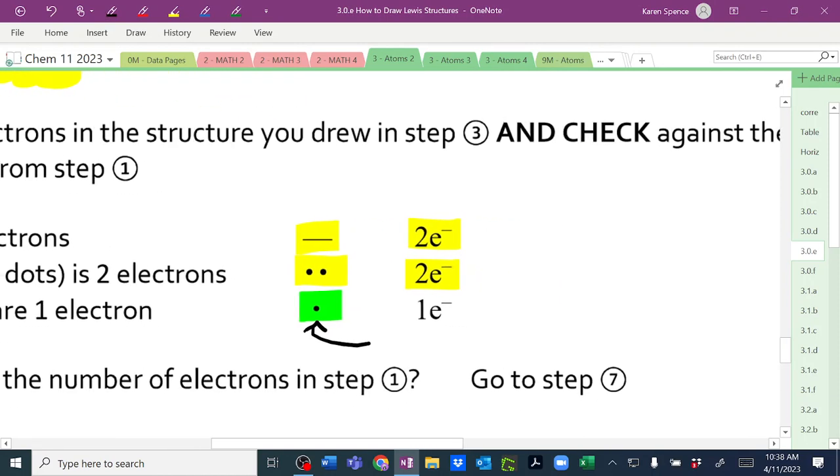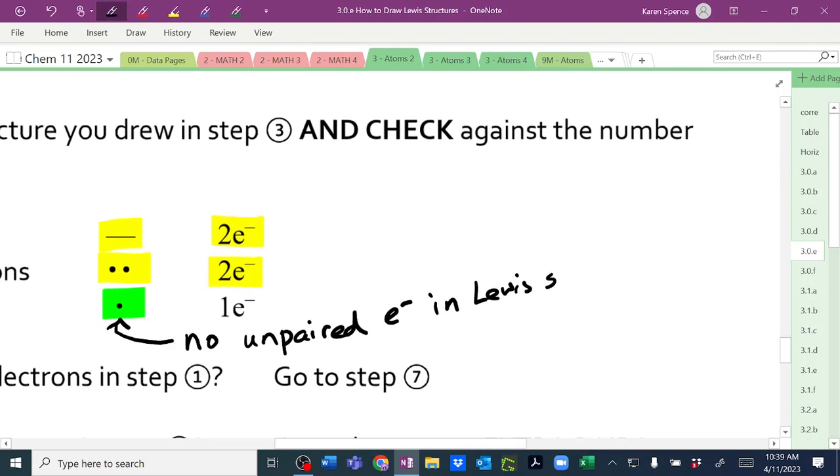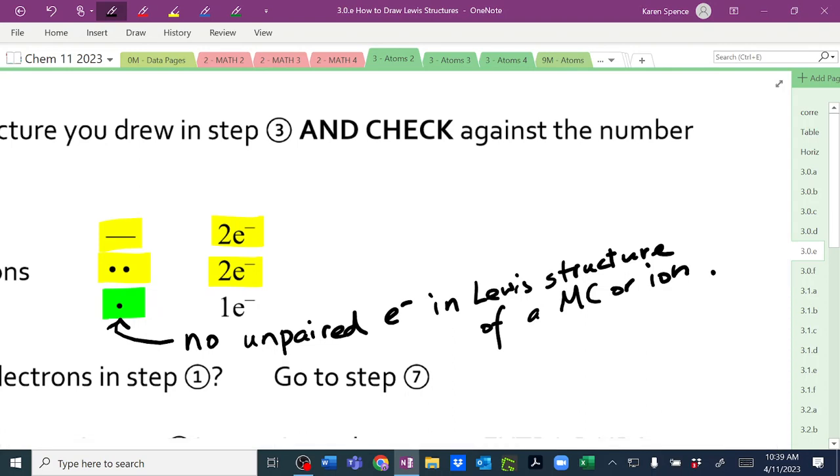With very, very few exceptions, there should be no unpaired electrons in the Lewis structure of a compound or molecule, okay? No unpaired electrons in the Lewis structure of a molecule or ion. You can have unpaired electrons in an atom, but you will not have unpaired electrons in a molecule or an ion. So you should really not see single dots. You should always be counting 2, 4, 6, 8. Yes?